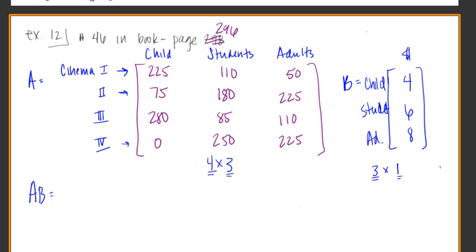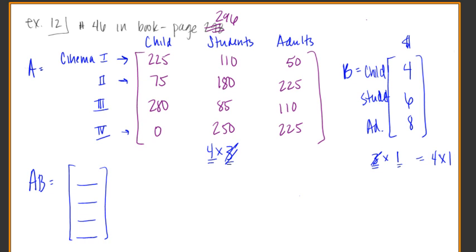Okay, since the number of columns of A matches the number of rows of B, our resulting matrix is going to be a 4 by 1. So something with 4 rows and 1 column. Let's give ourselves some blanks here: 1, 2, 3, and 4. Something with 4 rows and 1 column. Okay, so now we have to actually multiply these together, and let's see what we get.